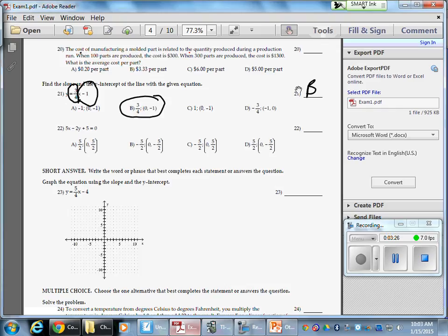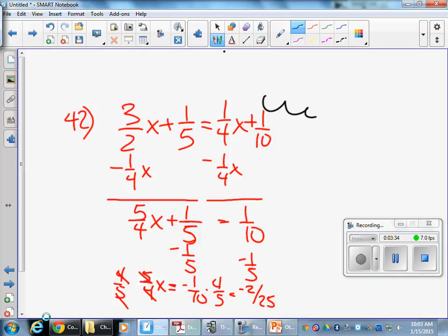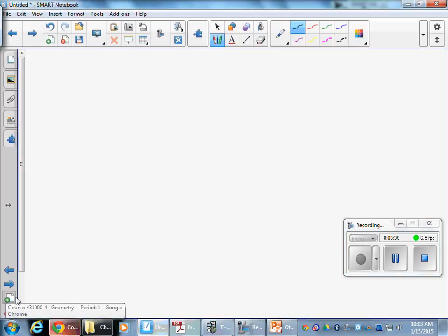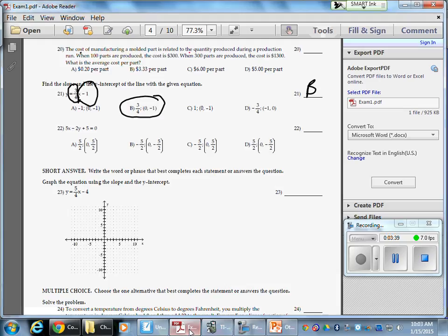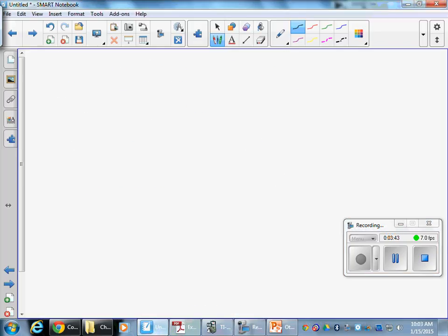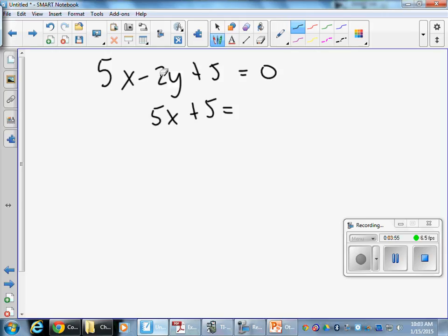22, 5x minus 2y plus 5 equals 0. Problem is it's not in slope-intercept form. I'm going to come over here to a clean screen to try this one. 5x minus 2y plus 5 equals 0. So I'm going to solve for y. Since everything's over here on the left, I'm going to move the y to the other side because that's really what I need to solve for.